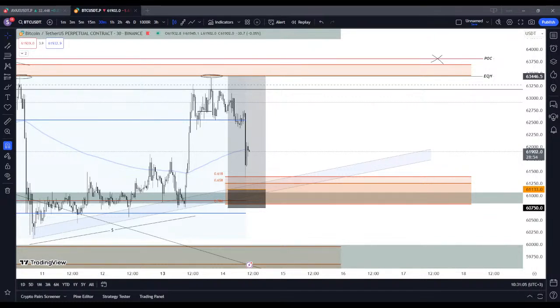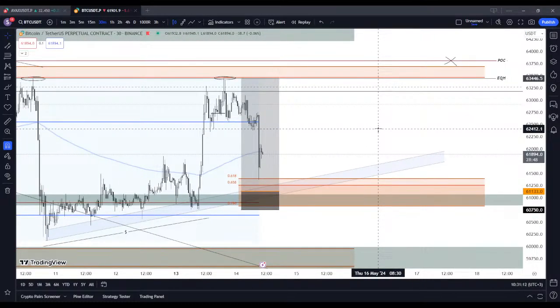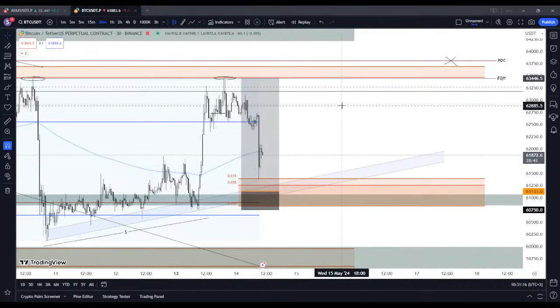Today it's Tuesday, and we are going to try a scalping session on low time frame, 15 minutes preferably. We'll hunt some setups.